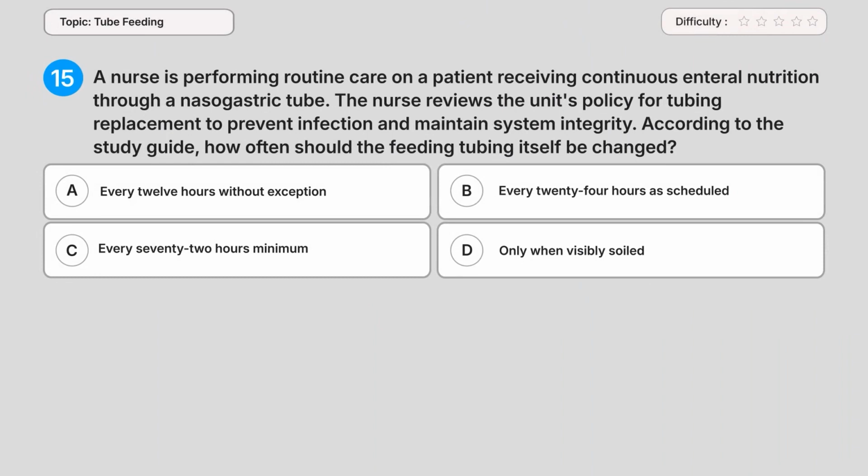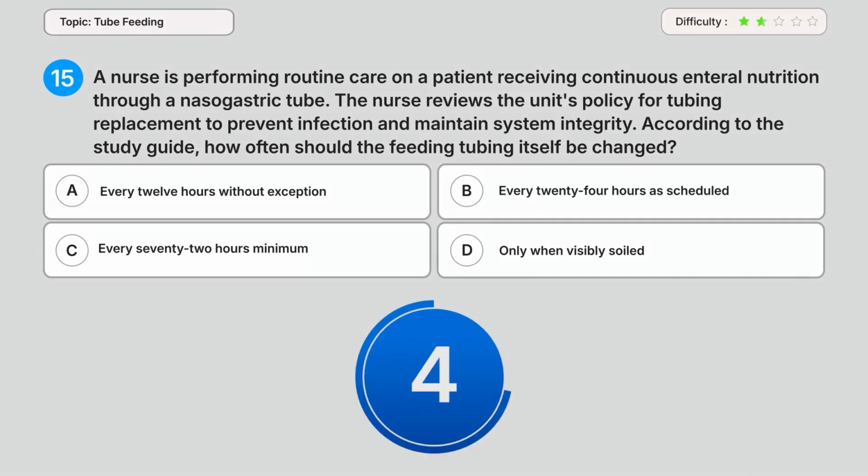Question 15. A nurse is performing routine care on a patient receiving continuous enteral nutrition through a nasogastric tube. The nurse reviews the unit's policy for tubing replacement to prevent infection and maintain system integrity. According to the study guide, how often should the feeding tubing itself be changed? A. Every 12 hours without exception. B. Every 24 hours as scheduled. C. Every 72 hours minimum. D. Only when visibly soiled. Do you know the answer?